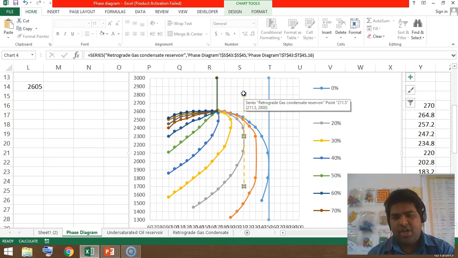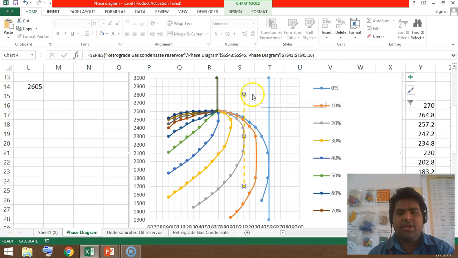So let's say the reservoir was initially at point B. The point B is to the right of the cricondentherm and right of the critical point, and outside the two-phase envelope. So it will be initially single-phase gas. But as we start producing from the reservoir, the pressure will drop, but the temperature, like we said earlier, will remain constant.